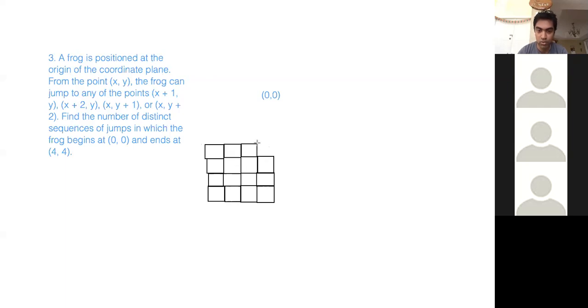Okay, so this is a 4x4 grid. Sorry, it's a bit uneven, but let's just assume this is a 4x4 grid. Now, basically what we know is that the frog starts at 0, 0. We want to see how many ways it can get to 4, 4. At each step, it can do 4 different moves. It could either jump 1 this way, 2 this way, 1 this way, or 2 this way. There are 4 possible moves the frog can make.